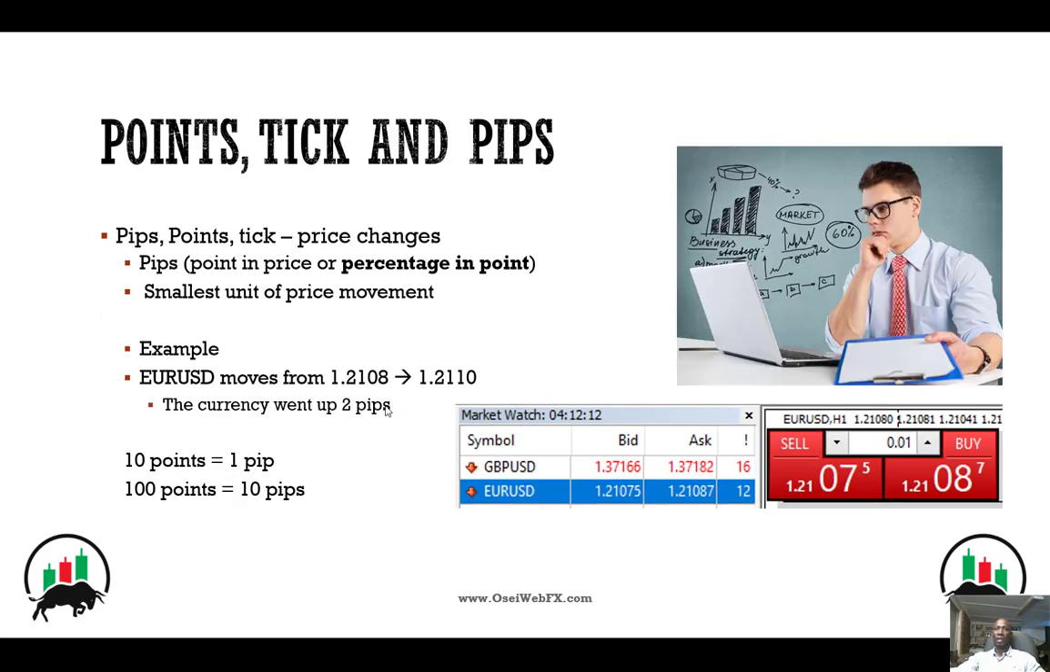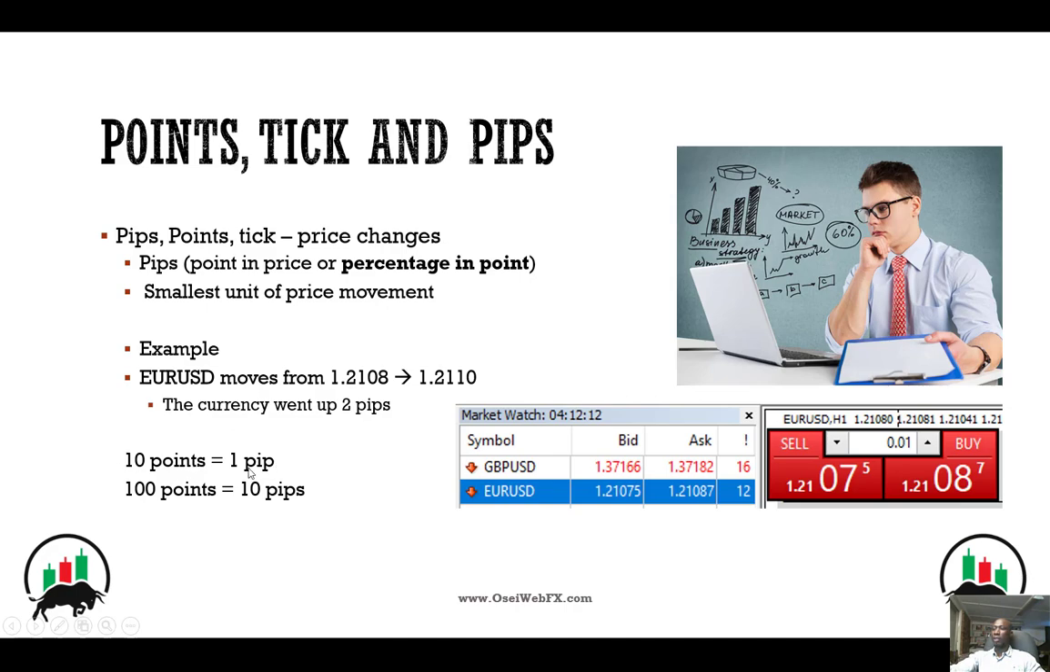Point, tick, and pip are terms used to describe price changes. A pip is the abbreviation of points in price, or better yet, percentage in point, and is the smallest unit of price movement in the foreign exchange market. So let's look at this example. Euro USD moved from 1.2108 to 1.2110. The currency went up 2 pips.